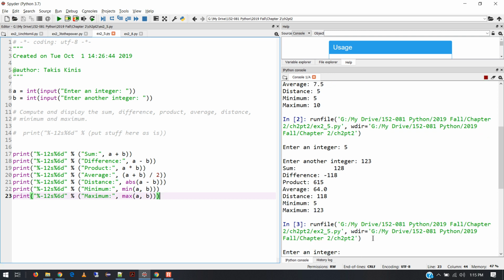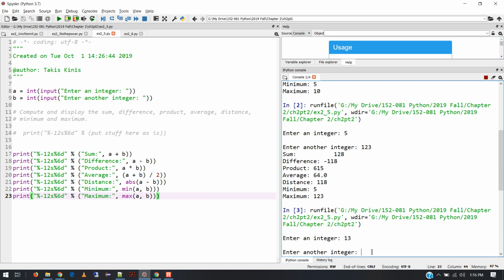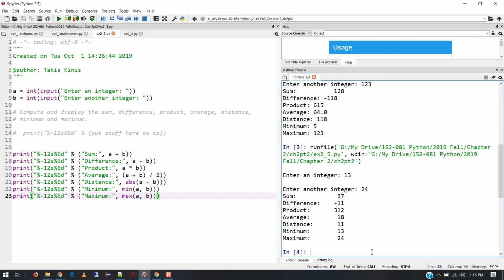So let's type in a number down here. This time I'm going to put in 13 and 24. What do you think? Not too bad, right? They're all lined up. Now those numbers kind of worked out where there were no decimal places, right?